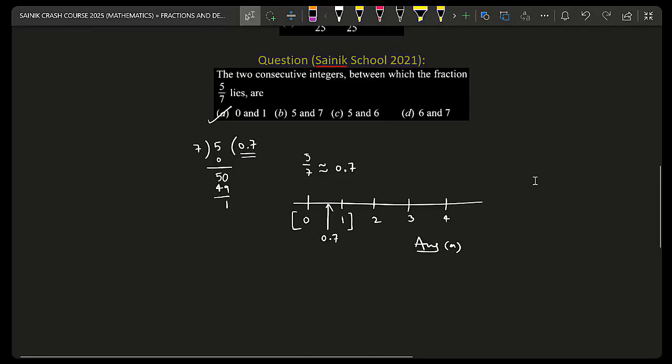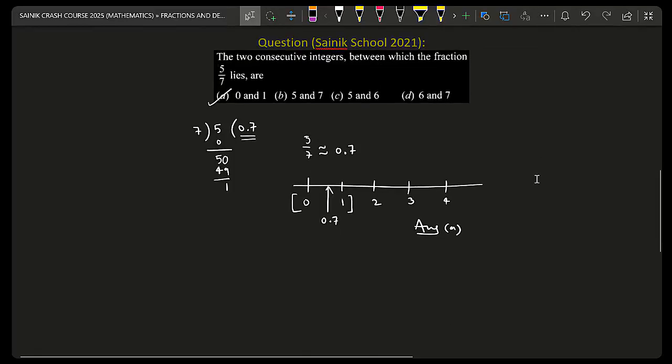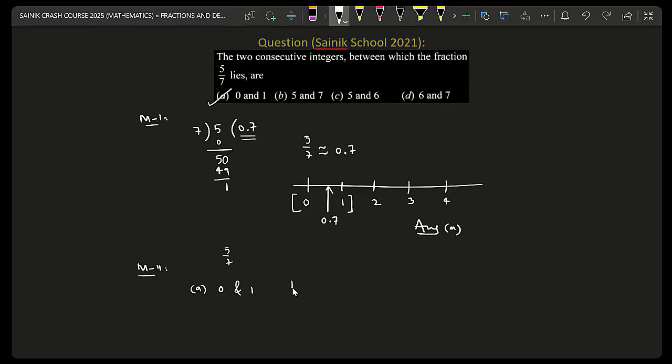There is an alternate method for this question. Without converting into decimals also we are able to do it. So let's discuss that also. Let's say this is method number 1. We have method number 2, which is without converting into decimals. Convert the options into fractions. The given fraction is 5 by 7. Let us write the options. Option A: 0 and 1. Option B: 5 and 7. Option C: 5 and 6. Option D: 6 and 7.